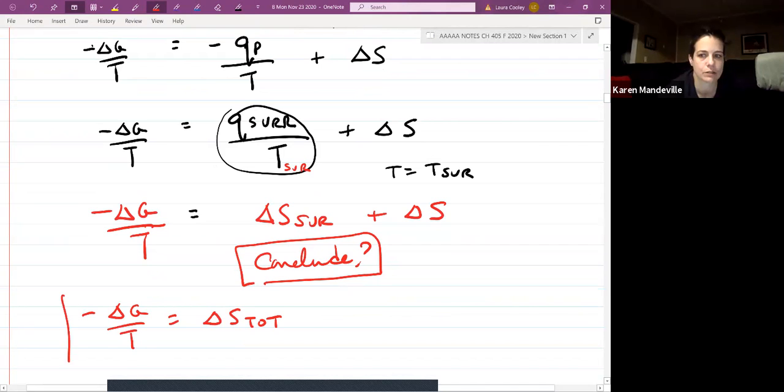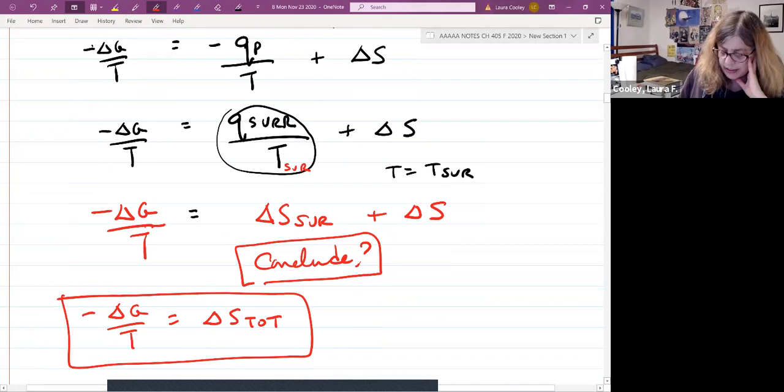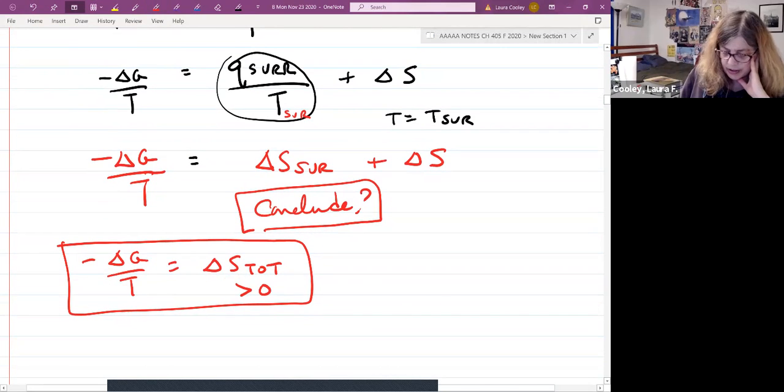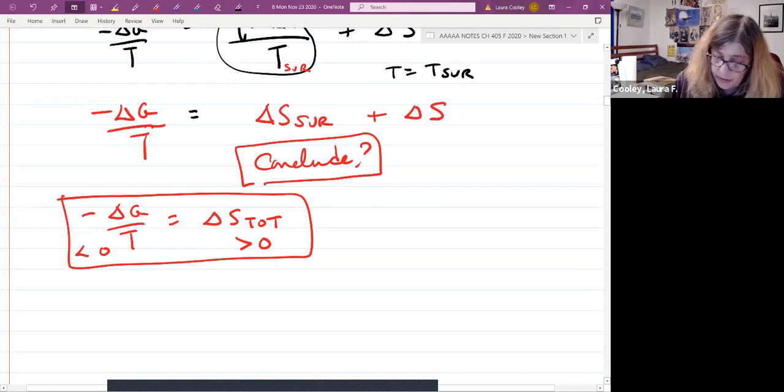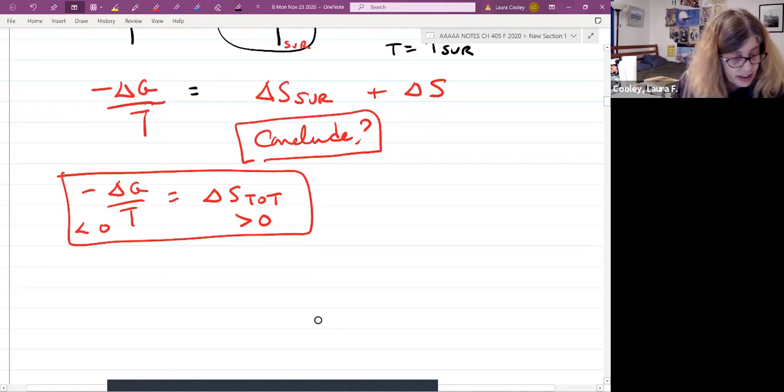So now you can see why having a positive delta S total means having a negative delta G, right? Because they're very closely related to each other and they have opposite signs. So this free energy is closely related to total entropy. All right, so let's look a little aside. There's more to be done on this Gibbs free energy.